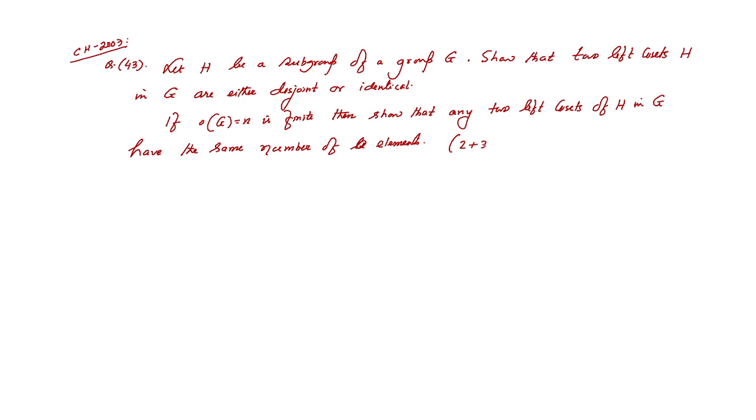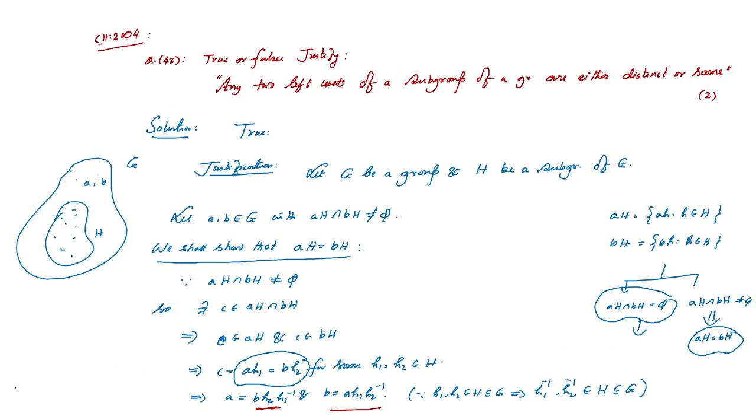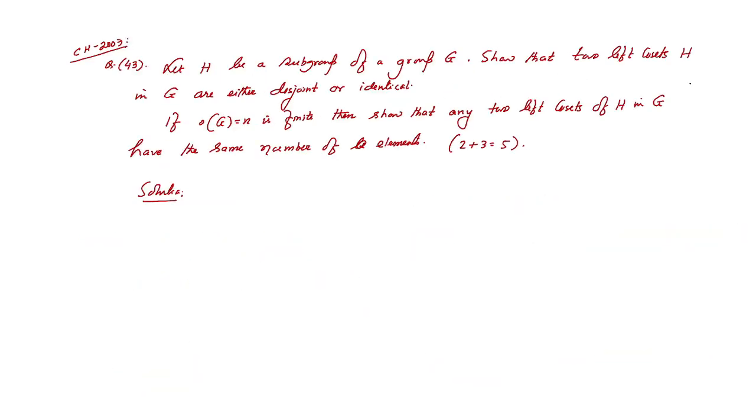So this is basically a 2 plus 3, 5 marks question. Now we will come to the solution. That is two parts of the question paper. First, it is given H is a subgroup of G. What will we show? Two left cosets of H in G are either disjoint or identical. That part we have already done in the previous problem. Any two left cosets of a subgroup of a group are either disjoint or the same. So I will write here the first part of the question paper. This is done. Just copy the previous one and paste here. That will be your answer for the first part.